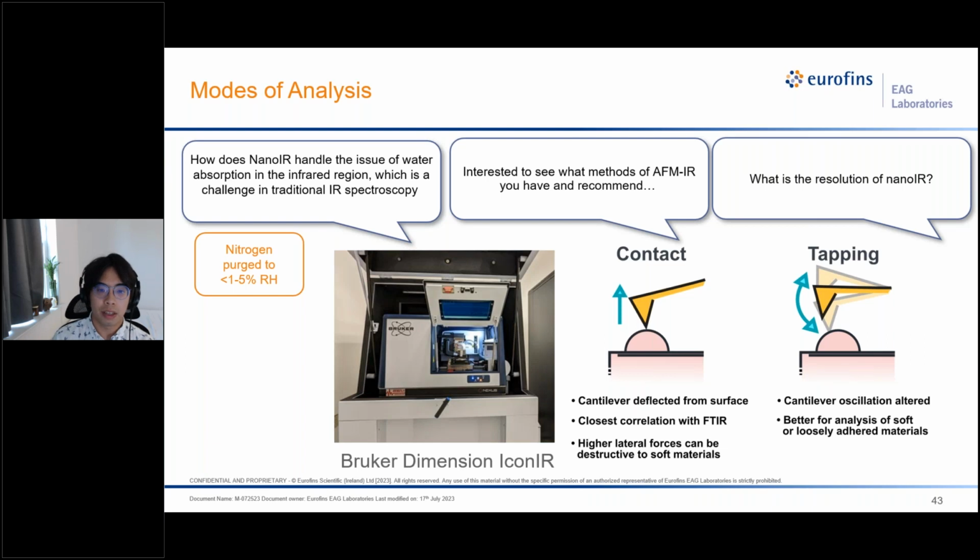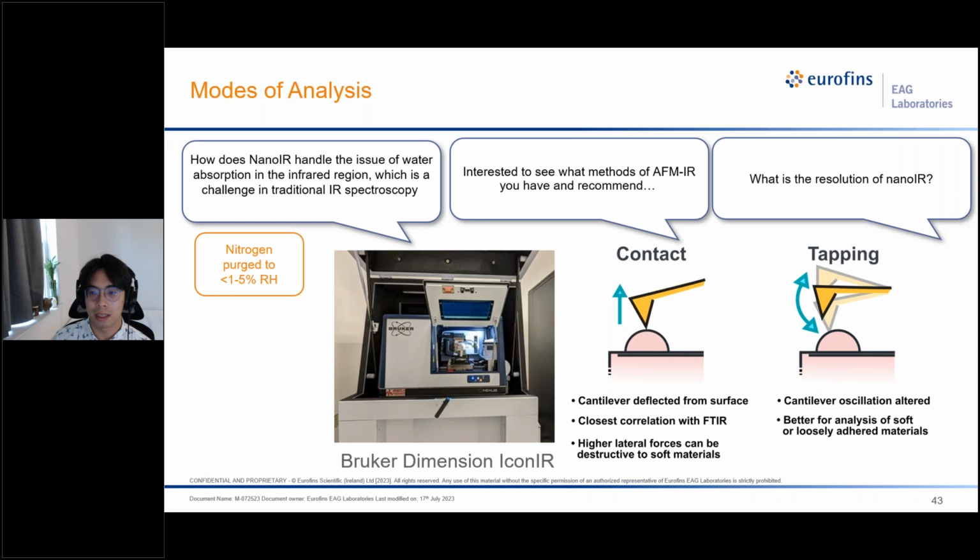So in terms of the instrument itself, the NanoIR we have is a Bruker Dimension Icon IR. And we got a question about how we handle water absorption in this infrared region, because that also contributes to the background or signal. The answer to that is we purge it with nitrogen, which has no infrared active modes, and we get it to roughly 1 to 5% relative humidity.